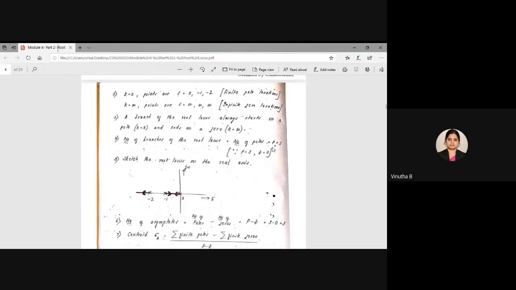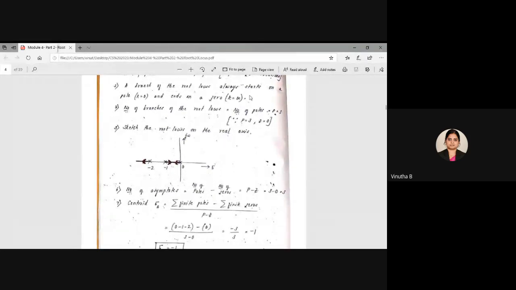Then coming to step number 3: a branch of the root locus always starts on a pole, k is equal to 0, and ends on a zero, that is k is equal to infinity. You have to write this sentence very carefully. Do not get confused. For a pole, it is always k starting from 0, and for zeros, it indicates where the branch is going to end, so k is equal to infinity.